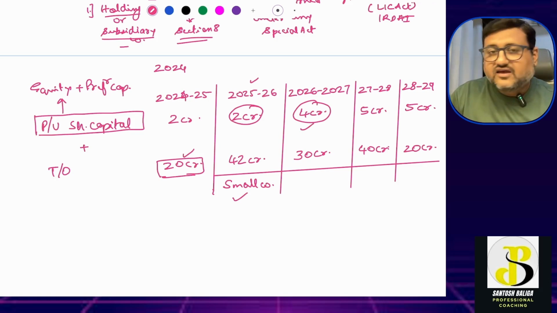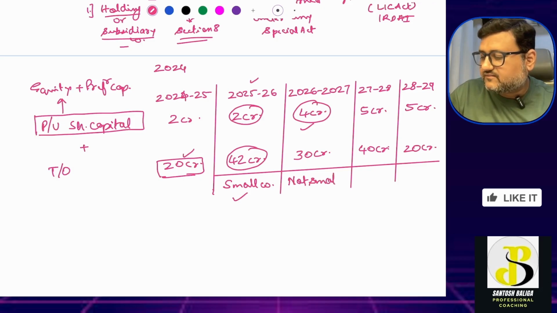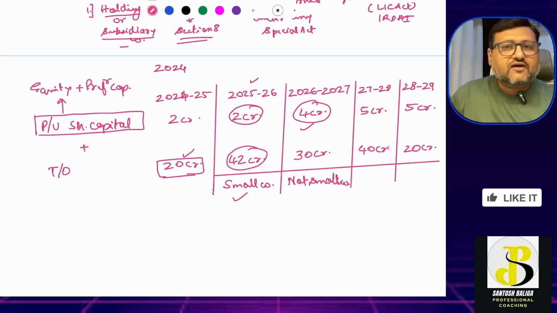But is the turnover criteria met over here? Turnover is 42 crores. For turnover we are checking for the preceding financial year. So 42 crores is more than 40 crores. Hence it is not a small company for this year. Okay, have you understood this?